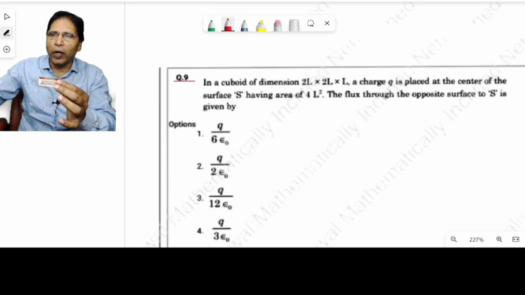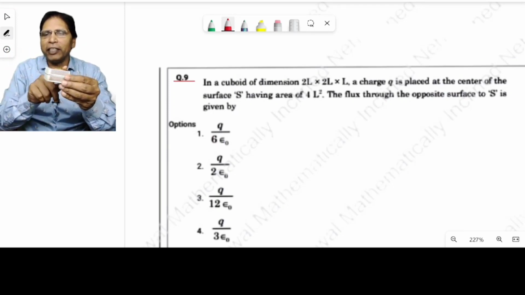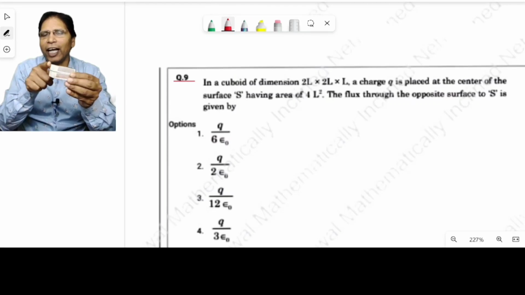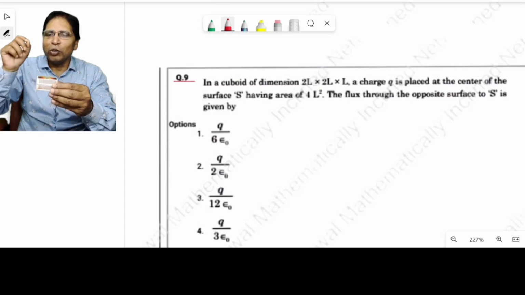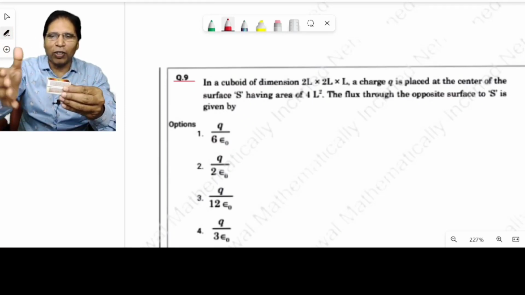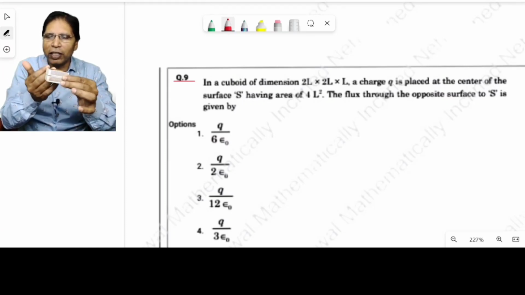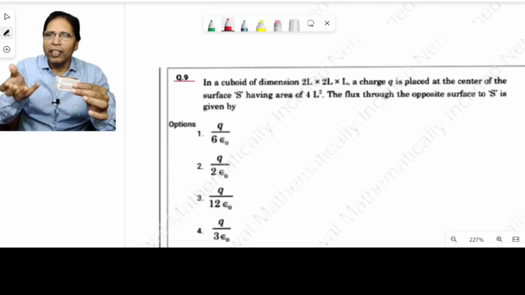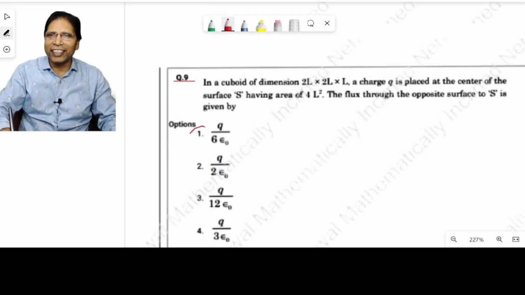Now if another cuboid of dimension 12 into 12 is placed over it. So look at this. This is a cuboid having dimension 12, 12 and also 12, and the charge becomes at the center of the cuboid. So the total flux is Q by epsilon naught. So flux on each surface, this surface or this surface or this surface, is Q by 6 epsilon naught. So look at this, option A is correct.